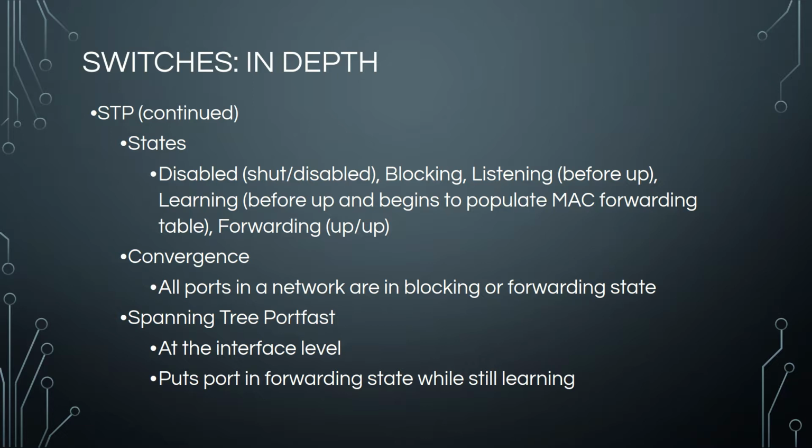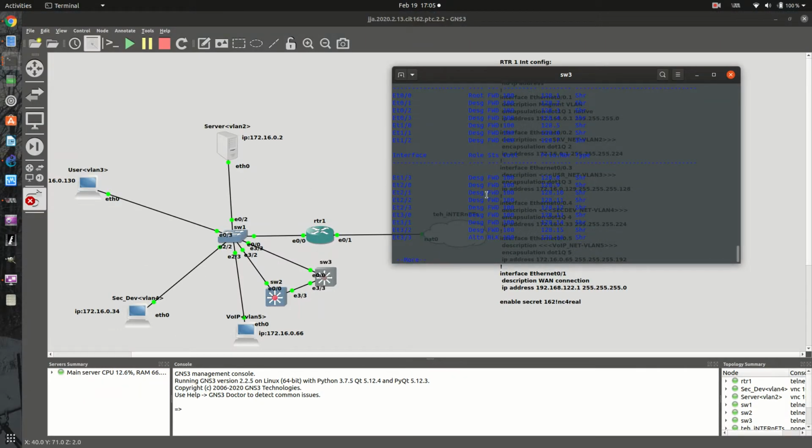So STP, we have different states in STP. We have disabled, which is shut disabled. Again, I might get a little surprised here with how it looks in the simulator. Sometimes the simulator can have slightly different results, but let's go for it. So 3.3, let me do a quick look. If I go into 3.3 and say, what's up with 3.3? 3.3 doesn't seem to be working, right?